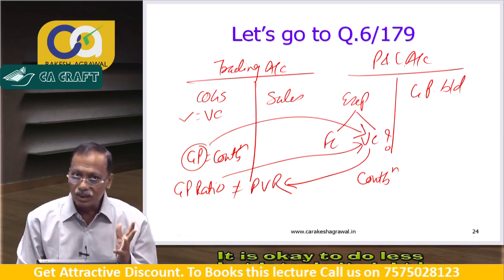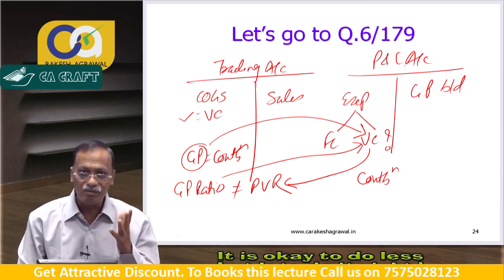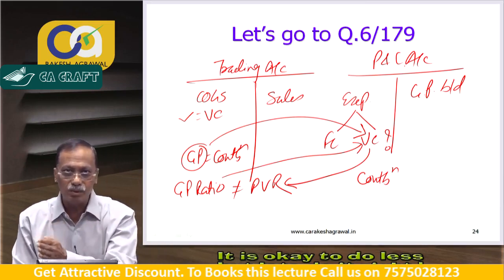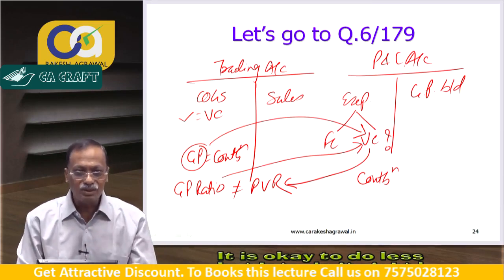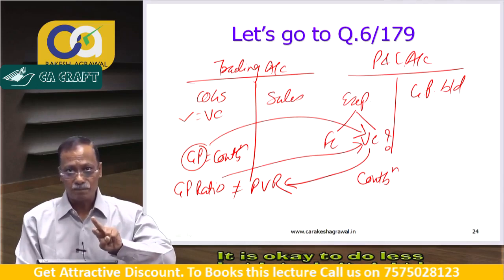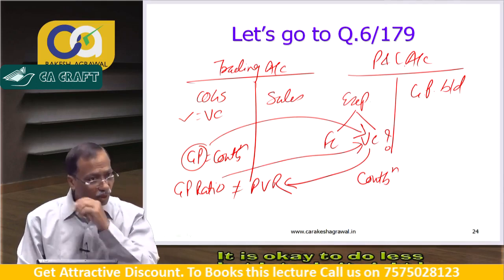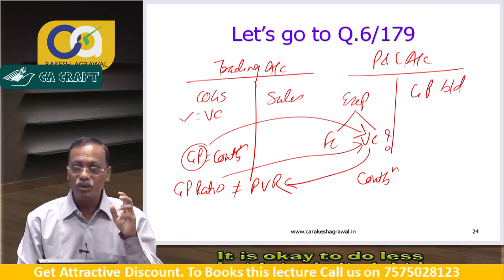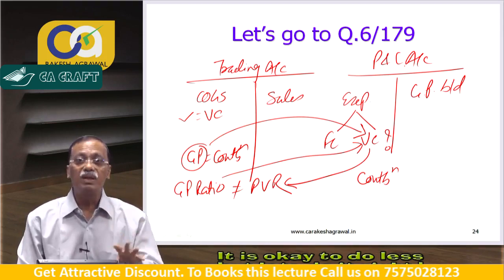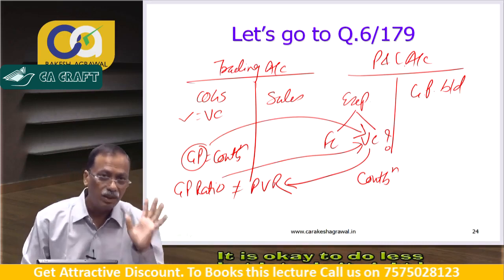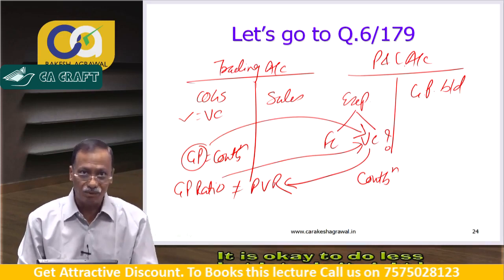See, marginal costing is concerned only with variable and fixed cost. It is not concerned whether you are debiting it to trading account or debiting it to P&L account. Marginal costing is concerned only with the behavior of cost, whether it is variable cost or fixed cost. If it is variable cost, you have to deduct all the variable costs from sales to get contribution and to get PV ratio, irrespective of whether that variable cost is debited to P&L account or to trading account.